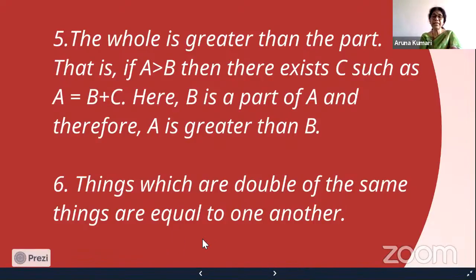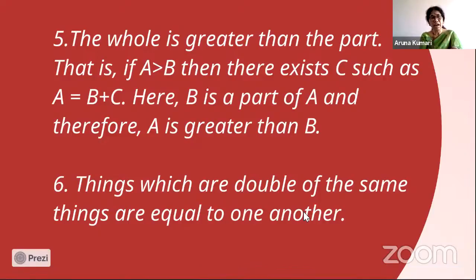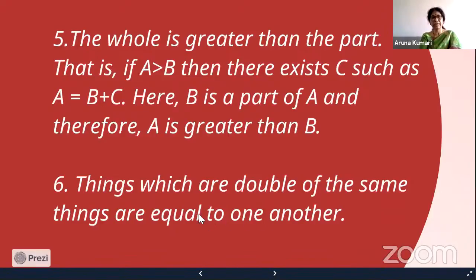When x and y are equal, things which are double of the same things are equal. If x equals y, 2x equals 2y, 3x equals 3y. So not only double, you can take any times. 10 times also they will be equal. 100 times, 100x equals 100y. Things which are double of the same things are equal to one another.